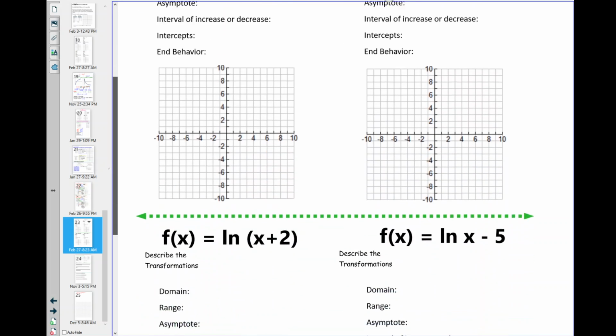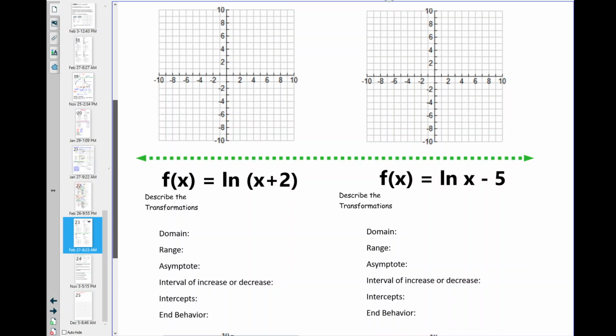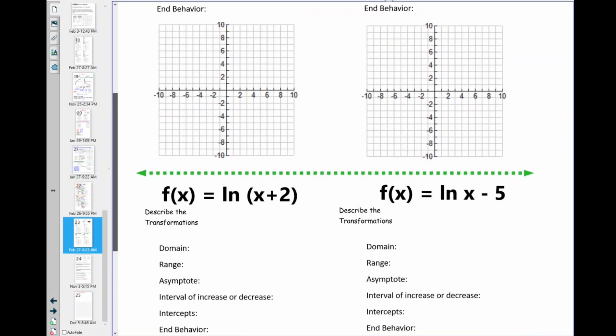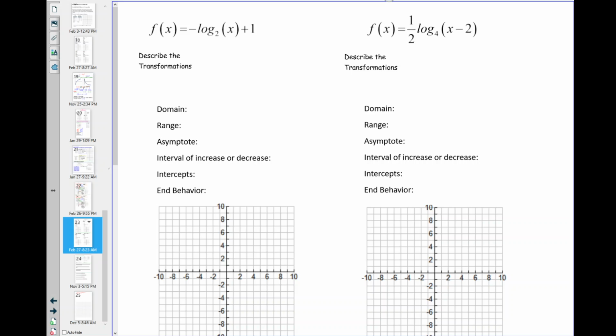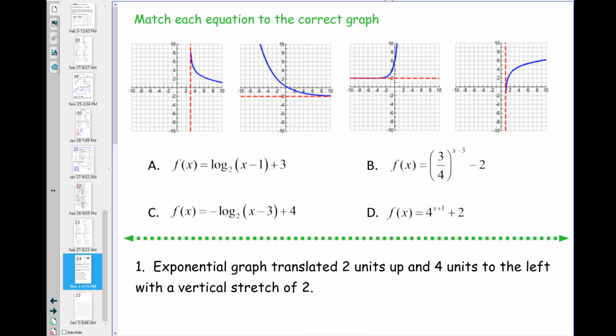Boring. Ooh, ln's. Yeah, we can do that next week. We don't have to do ln right now. Let's do the one on the right over here with the 1/2 in front. Okay.